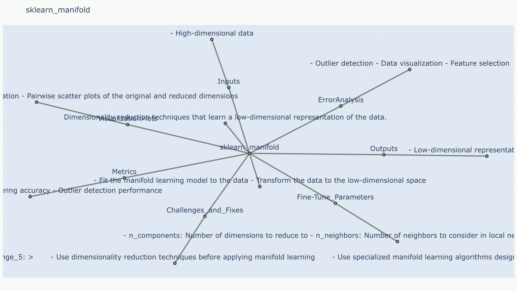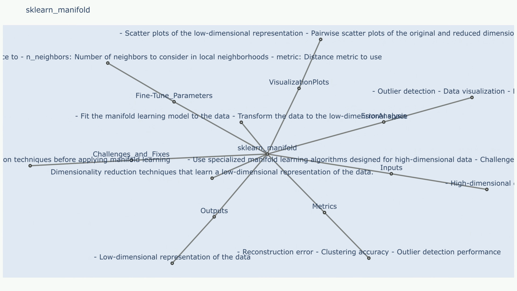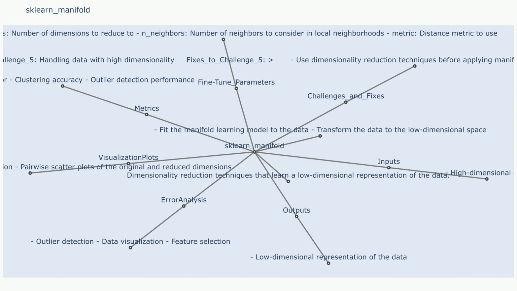Challenge 3, outliers. Outliers in the data can significantly impact the results of manifold learning, leading to distortions in the embedding space. Sample use case that resulted in challenge 3: a dataset containing a few data points that are significantly different from the rest. Fixes to challenge 3. Outlier removal: identify and remove outliers from the dataset before applying the manifold learning algorithm. Robust manifold learning: use algorithms that are robust to outliers, such as robust locally linear embedding (RLLE) or ISOMAP with outlier rejection.